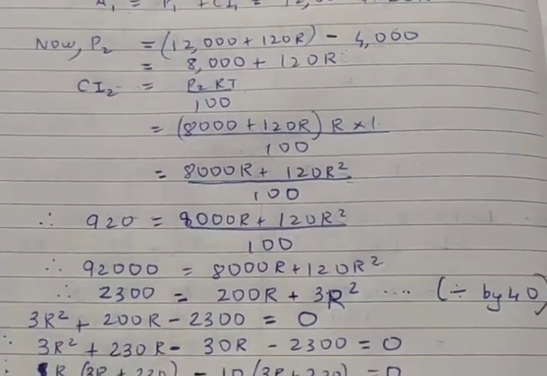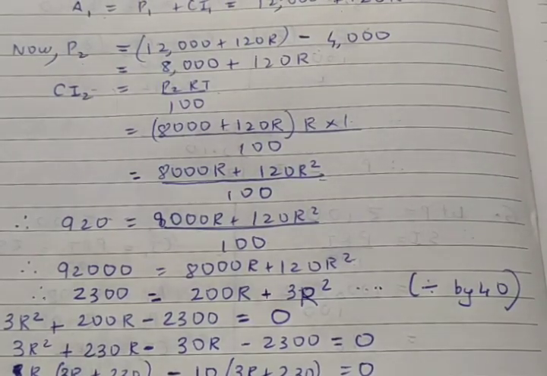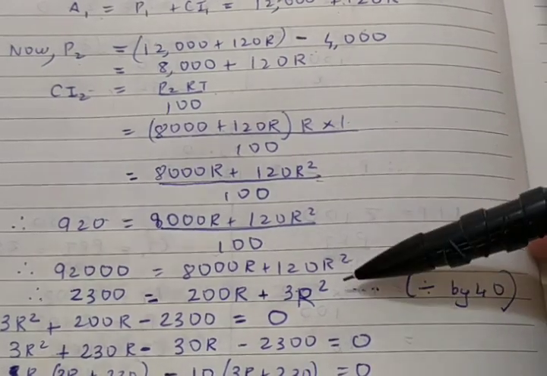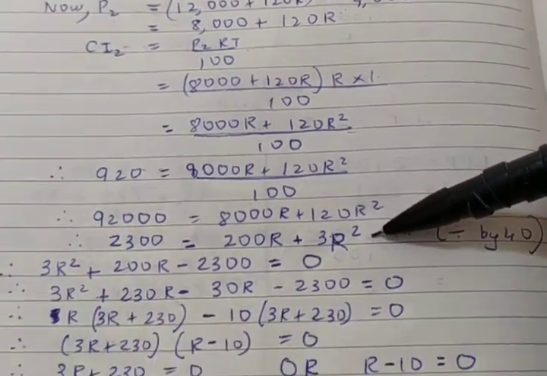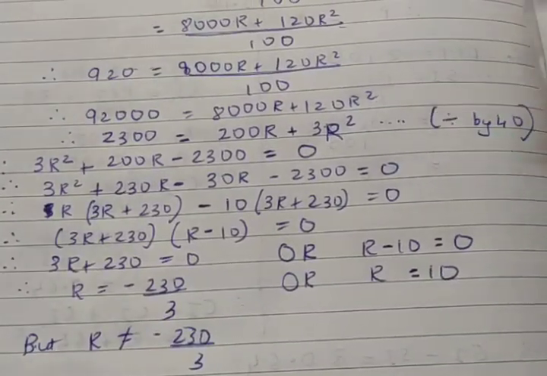Let's divide the whole equation by some common number to simplify it. The biggest number I can divide the whole equation with is 40. So after dividing by 40, I get a simpler quadratic equation. Now how do we solve the quadratic equation? By splitting the middle term.